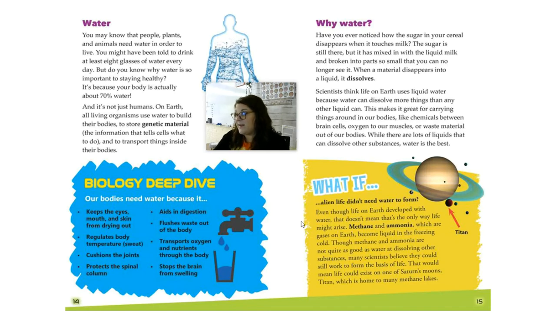What if alien life didn't need water to form? Even though life on Earth developed with water, that doesn't mean that's the only way life might arise. Methane and ammonia, which are gases on Earth, become liquid in the freezing cold. Though methane and ammonia are not quite as good as water at dissolving other substances, many scientists believe they could still work to form the basis of life. That would mean life could exist on one of Saturn's moons, Titan, which is home to many methane lakes.